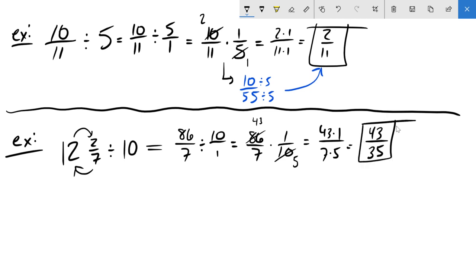Now that's an improper fraction, technically, right? So if you wanted to turn that into a mixed number, you just put 35 into 43. Well, it only goes in one time. 1 times 35 is 35. So then your remainder here would be 8. So this would be the same as 1 and 8/35 if you were going to turn it into a mixed number.